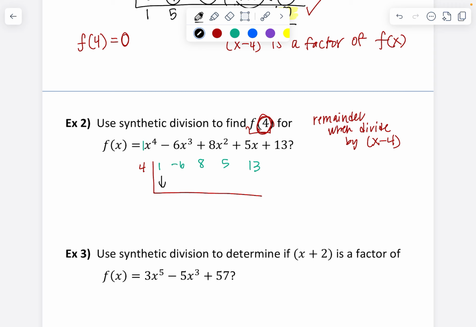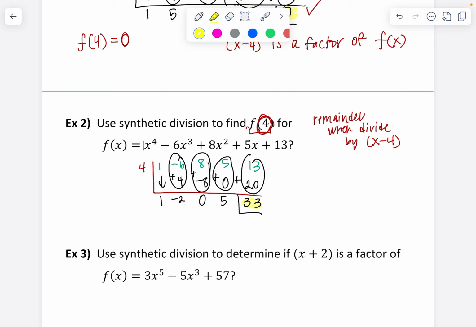We bring down the 1. 1 times 4 is 4. Add these two numbers and you get negative 2. Negative 2 times 4 is negative 8. Add these two numbers, you get 0. 0 times 4 is 0. Add these two numbers, you get 5. 5 times 4 is 20. Add these two numbers, and you get 33. And that is your remainder. And so this 33 is actually going to be the result of f of 4.